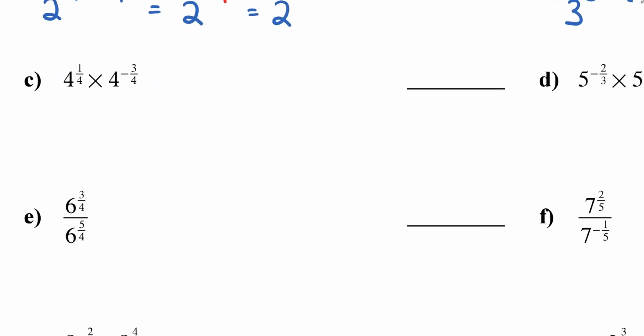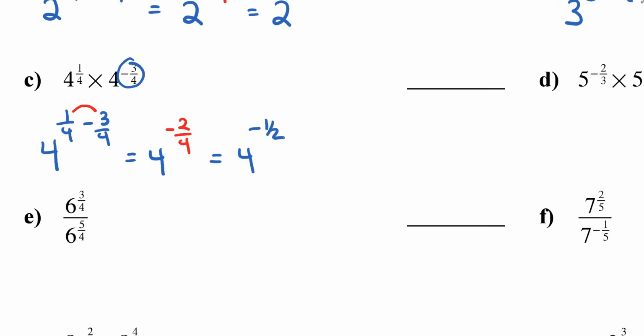For C, let's continue on with C. So I have 1 over 4 plus minus this negative 3 over 4, so negative 3 over 4. The denominators are the same, so 1 minus 3 is going to be negative 2, so negative 2 over 4, which is the same thing as 4 to the power of negative 1/2. And if you want to write that as a positive exponent, just put this as 1 over 4 to the power of 1/2.